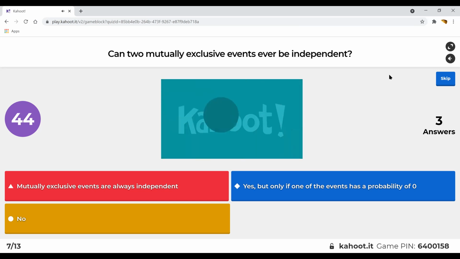Wait, what does mutually exclusive mean again? That means that they can never happen at the same time. So if you have two events that are mutually exclusive, they never happen at the same time. An example is getting heads on a coin flip and tails on a coin flip in the same flip. You can never have both heads and tails at the same time.